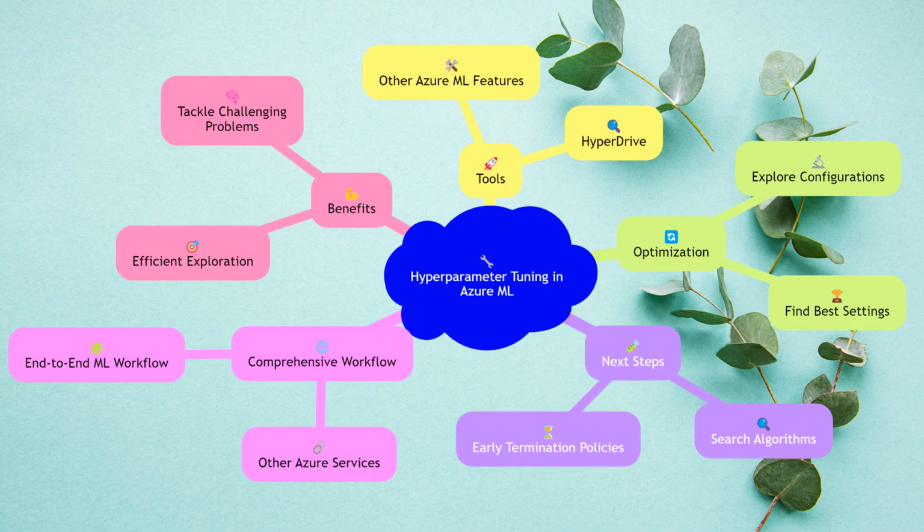Hyperparameter tuning is a critical step in the machine learning process, and Azure Machine Learning provides powerful tools to automate and optimize this task. By leveraging Hyperdrive and other Azure ML features, you can efficiently explore different hyperparameter configurations to find the best settings for your model. As a next step, consider experimenting with different search algorithms and early termination policies to see how they impact your results. Additionally, explore other Azure services to build a comprehensive end-to-end machine learning workflow. With these tools and techniques, you'll be well equipped to tackle even the most challenging machine learning problems.